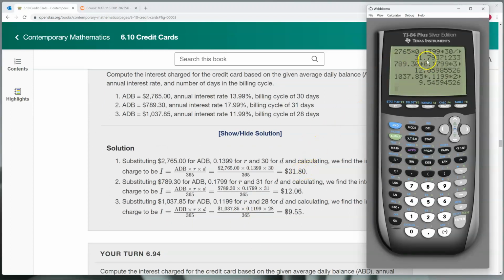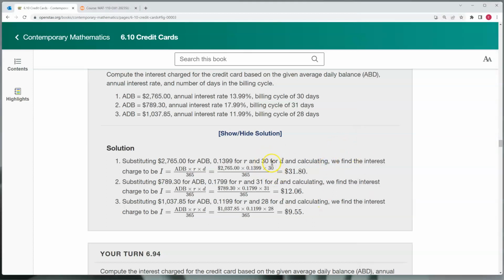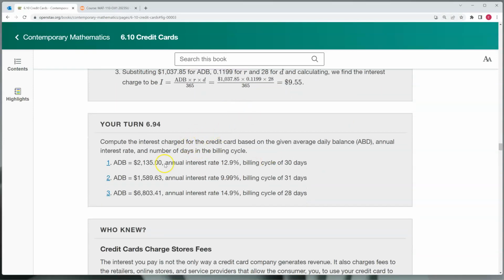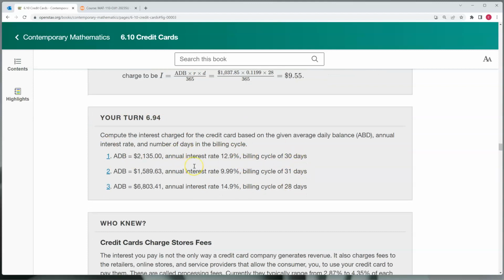So let's make sure that those numbers match up. We got $31.80, $12.06, and $9.55. So you can see how those numbers work. That is the interest that you're going to be charged if you did not pay off the credit card in full before the bill comes due. So again, I always encourage you to stop the video and try the Your Turn to see if you can calculate the interest given the average daily balance in these problems.